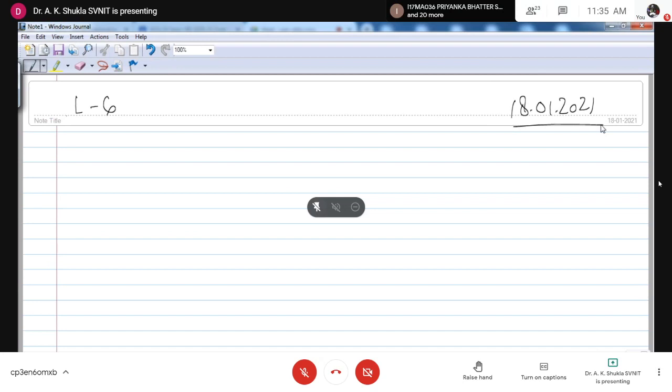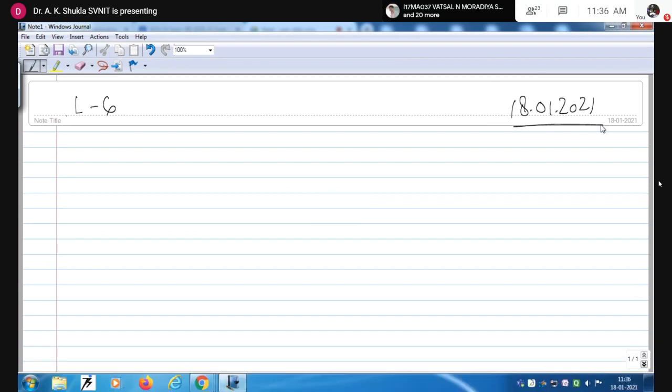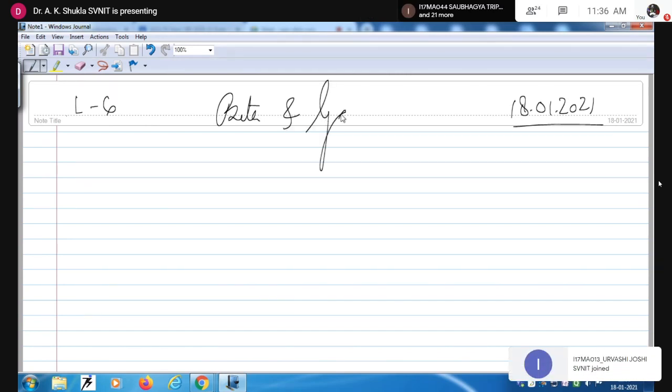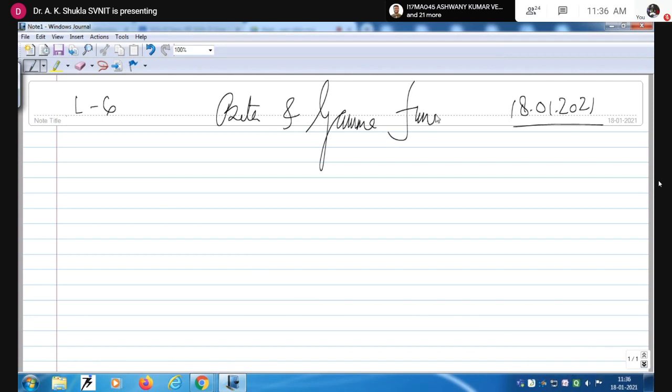So, beta and gamma function. Beta and gamma function.